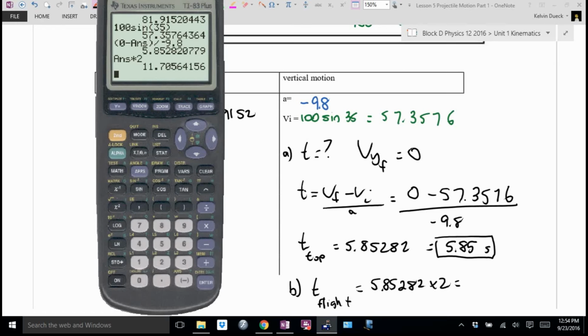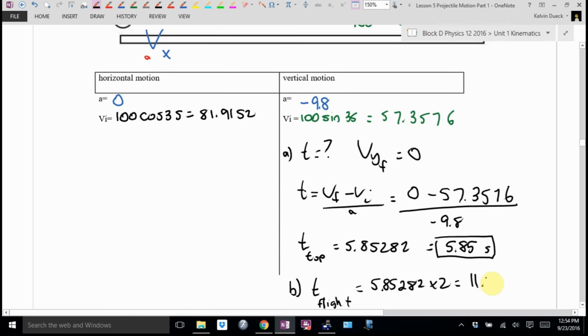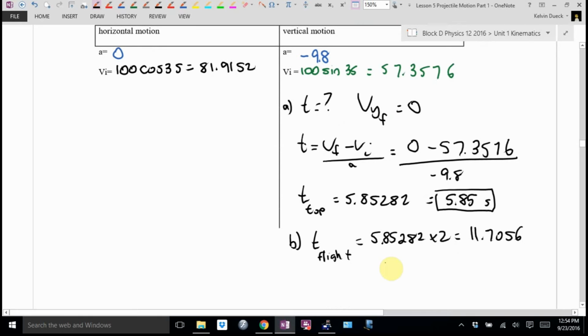I get 11.7056. 11.7056, and then Nicole, I'll round off to 11.7. Don't forget the units. I'll put a box. There's my final answer.